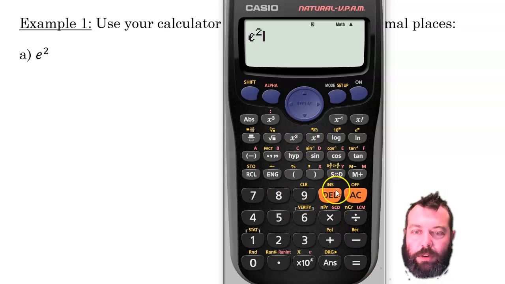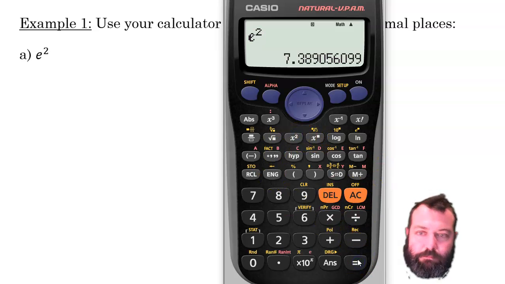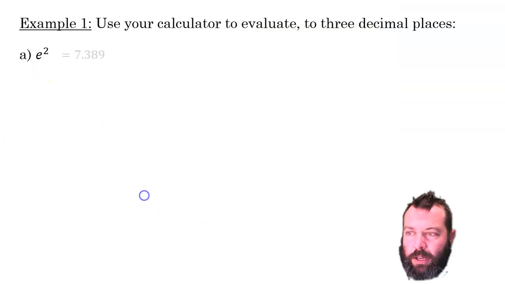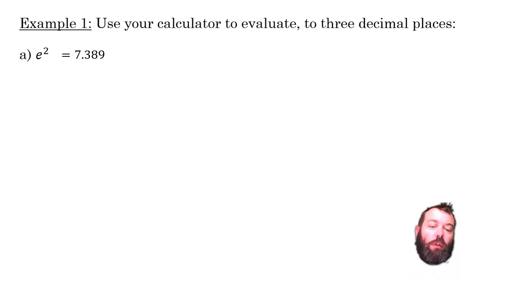Now I want e squared. There we go, there's the squared button. e squared, what does it equal? About 7.389. 7.389 is e squared. Is that what I wrote down? 7.389. Whew, I was lucky.